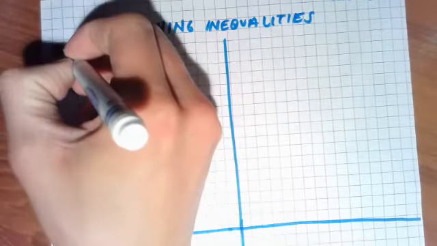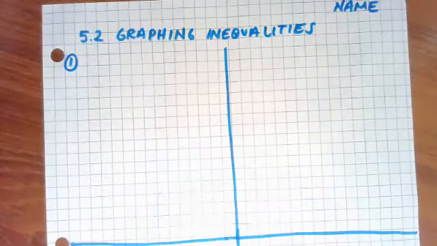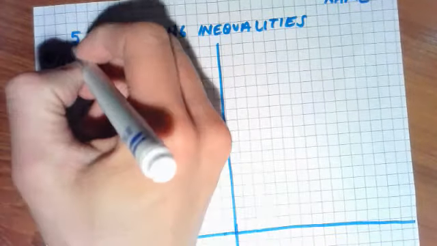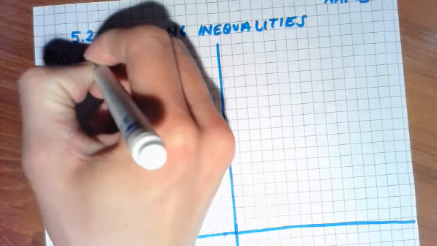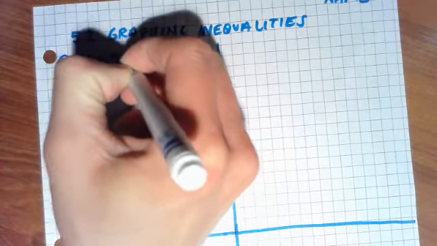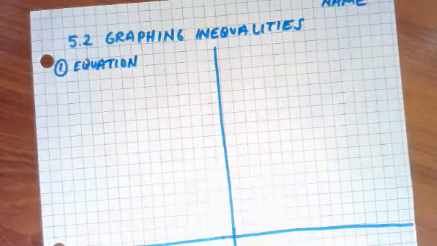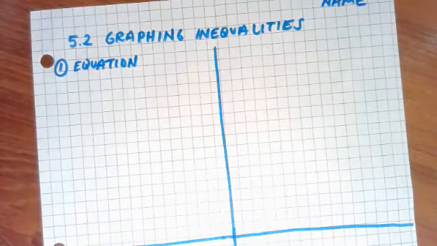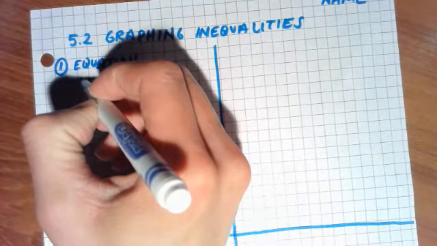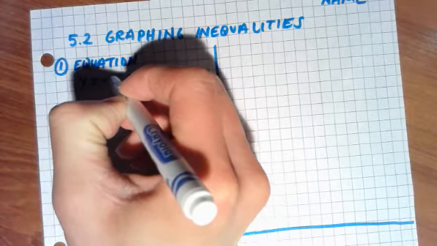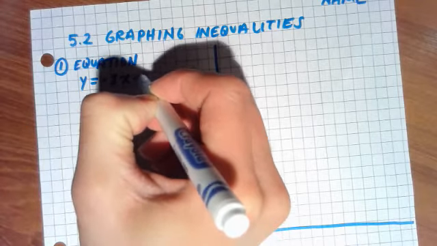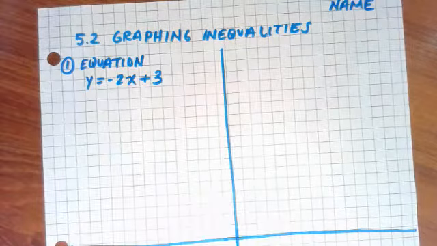Example number 1 is we're going to graph an equation. And this is something that you did a lot in semester 1. And the equation that we're going to graph today is y is equal to negative 2x plus 3.